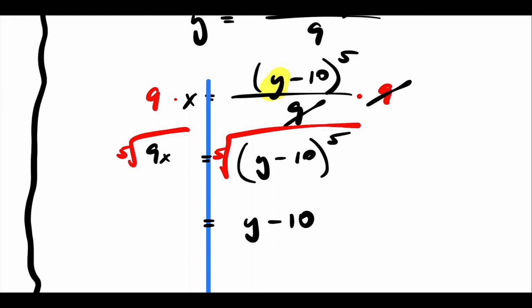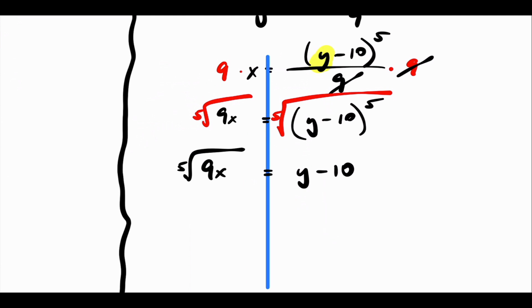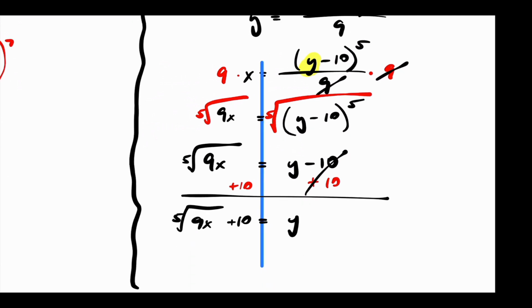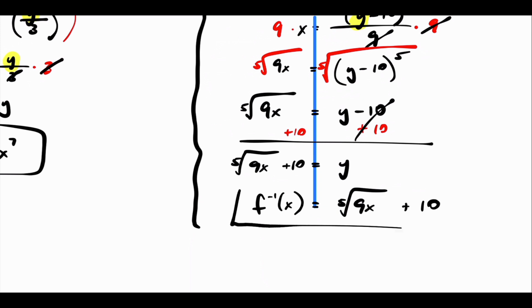Y minus 10 equals the 5th root of 9x. Close. Almost y, so how do I get y by itself? What's the last step? Add 10. Add 10 on the outside of the root. So the inverse is equal to the 5th root of 9x plus 10 on the outside.